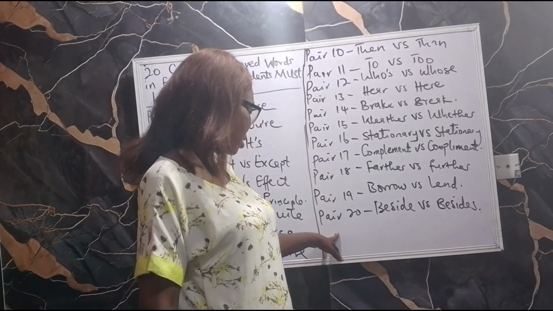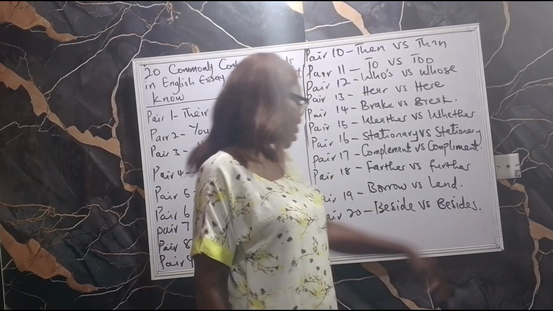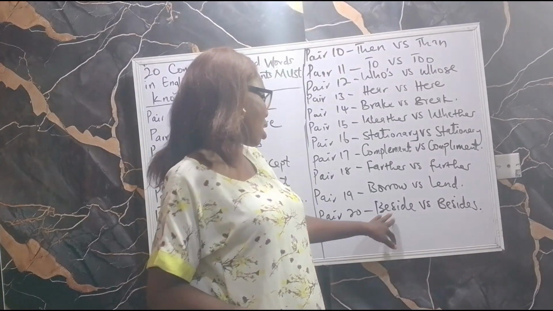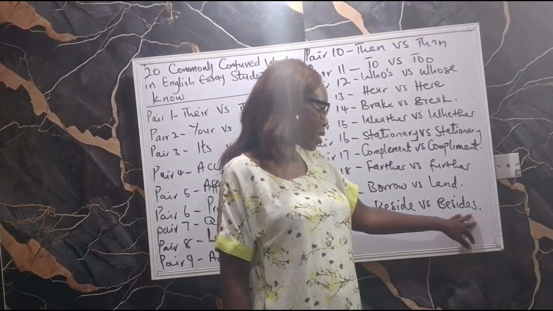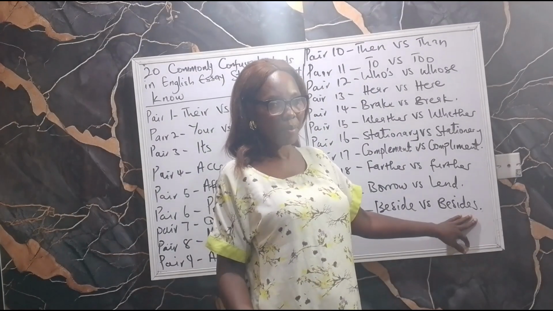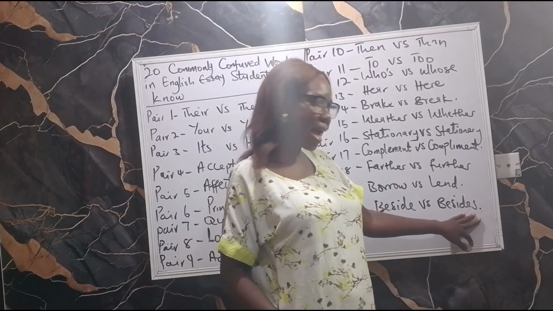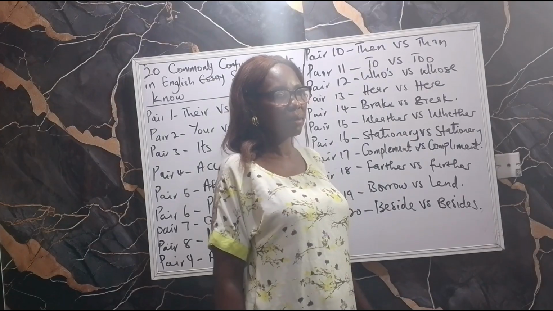Then the 20, we have beside versus besides. Beside here has to do with next to. Come and sit beside me. Then besides means apart from. Okay, besides. For example, besides mathematics, I study English.